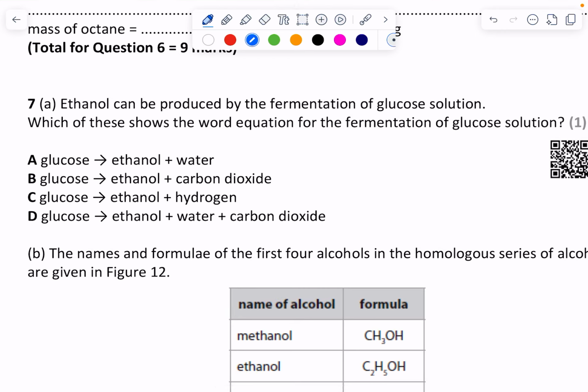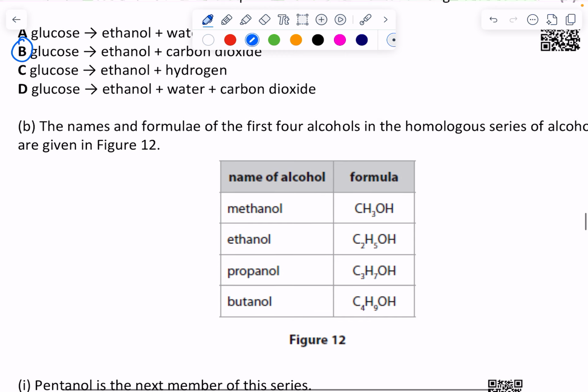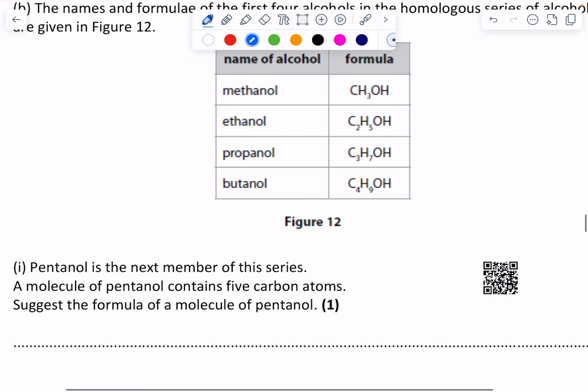Okay, so it says ethanol can be produced by fermentation using glucose solution, which the word equation shows the fermentation of glucose. When you do this, you actually produce carbon dioxide as well. So the one that matches that is B. The names for the first four alcohols are given.